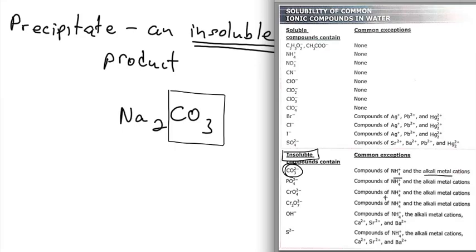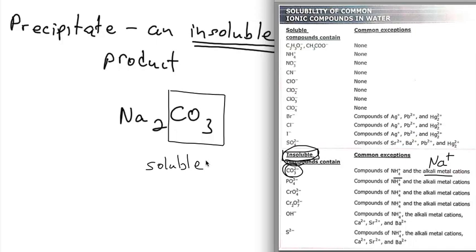Well, what's an alkali metal? Remember we talked about that in our periodic table chapter. Alkali metals are the metals in the very first column of the periodic table, the very first family, group 1. Those are alkali metals. Well, sodium happens to be an alkali metal. And so instead of being insoluble, sodium carbonate would be an exception, and this would be soluble.